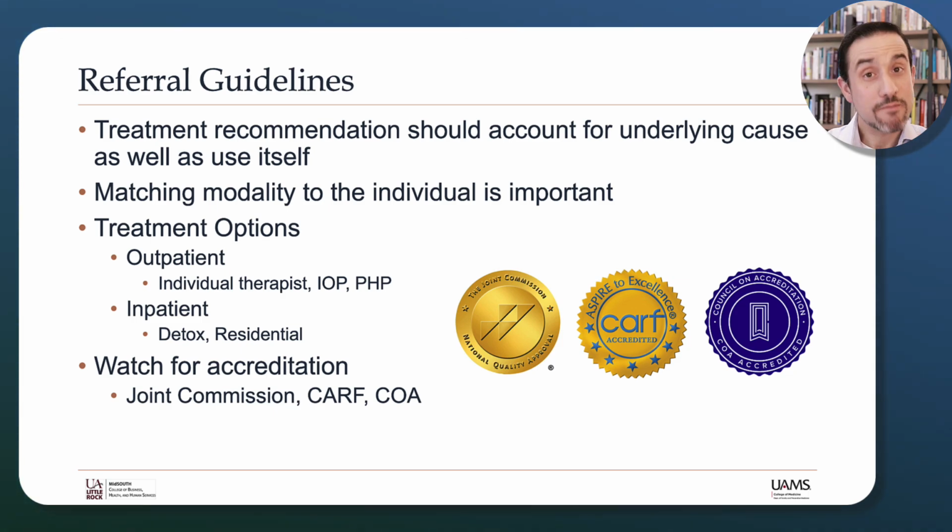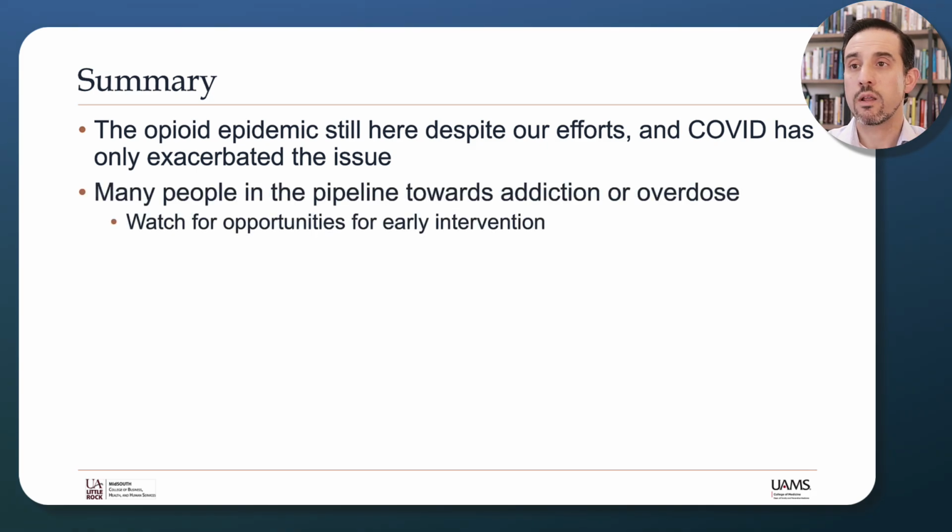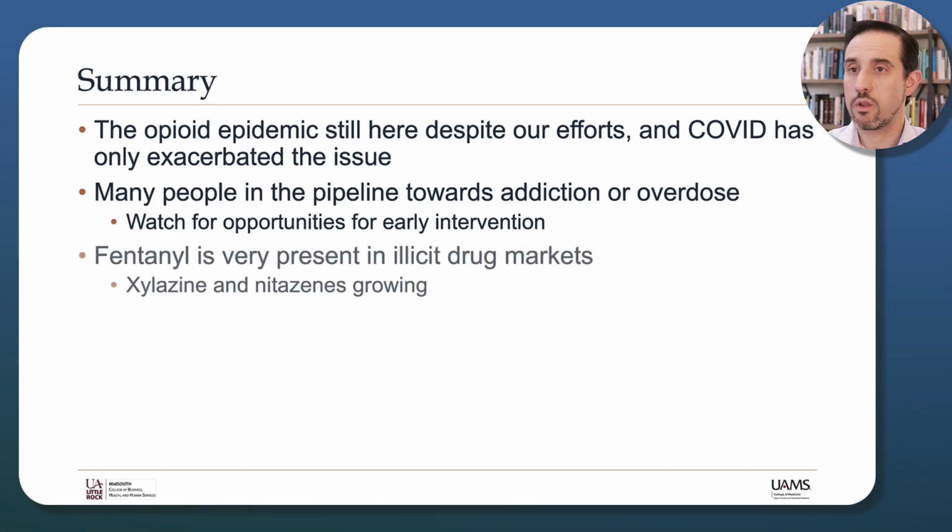So, to sum everything up from today: the opioid epidemic is still here despite all of our efforts. It's an ongoing issue, and COVID actually made it a lot worse. That said, there are people in the pipeline towards addiction or overdose. Although accidental fentanyl exposure absolutely exists, a lot of people are on this progression of getting worse over time. And if we can have them feel safe enough to talk to us about it, if we can provide care earlier on, that's part of us doing our part to reduce that level of overdose death. So watch for those opportunities for earlier intervention.